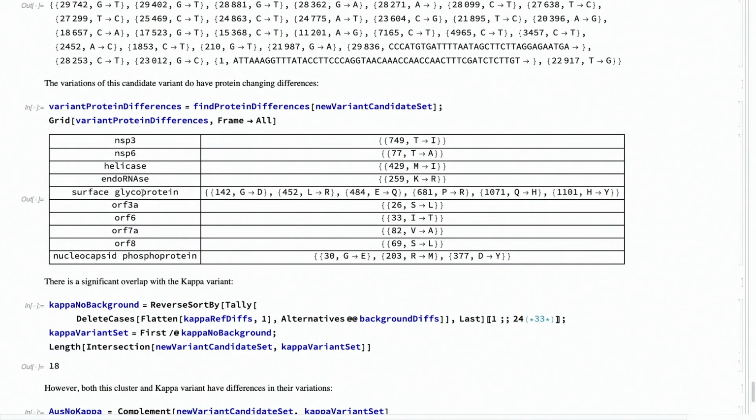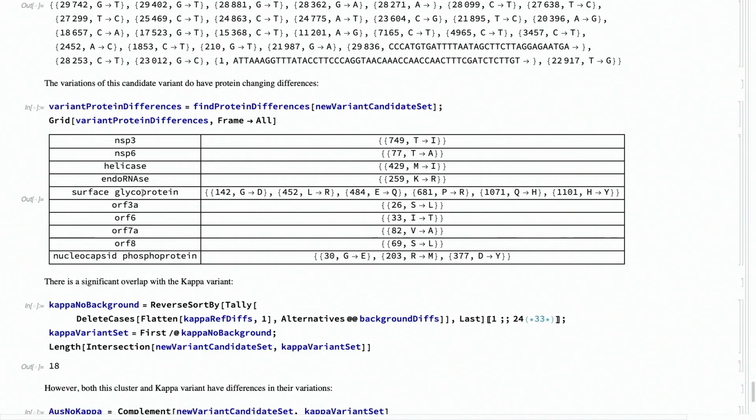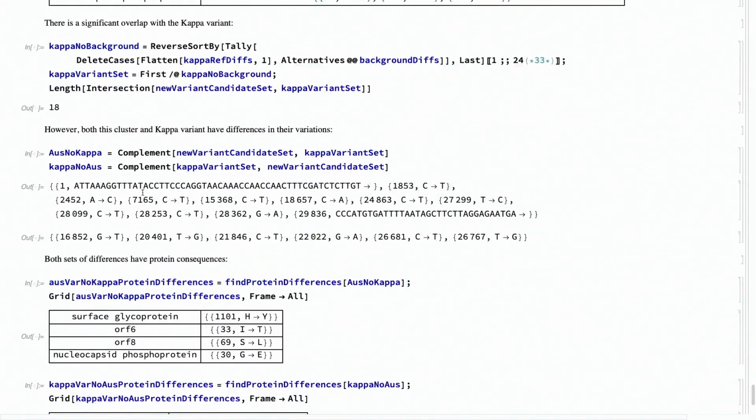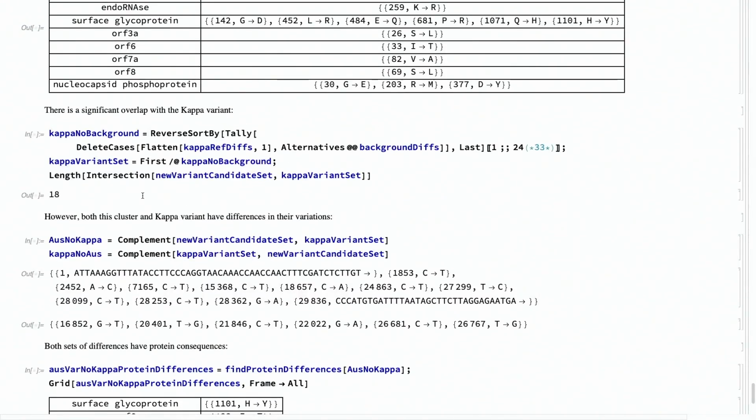And so we see that there are a bunch of protein coding differences between this cluster and what is nowadays sort of the common core. But many of these, we will see, are shared by Kappa. In particular, I think some are shared by Delta, many are shared by Kappa, and so we have to remove those.